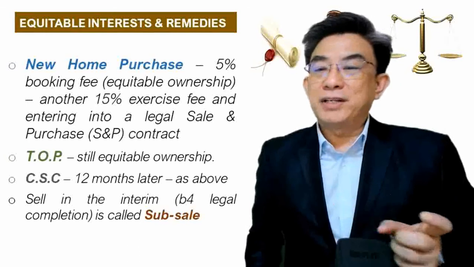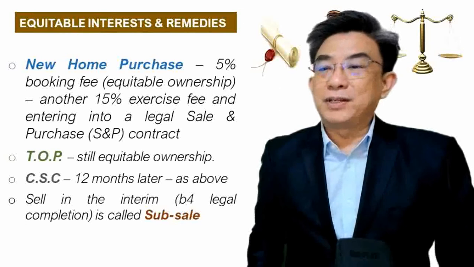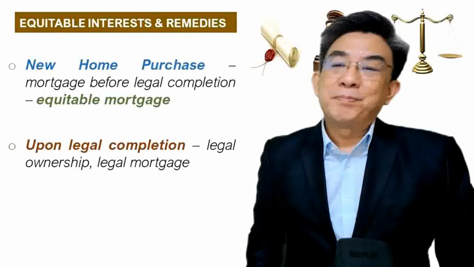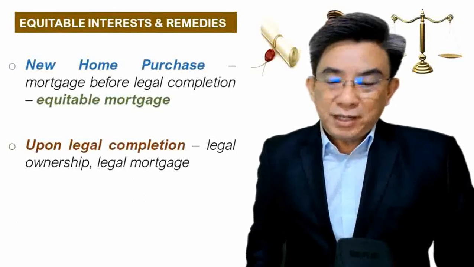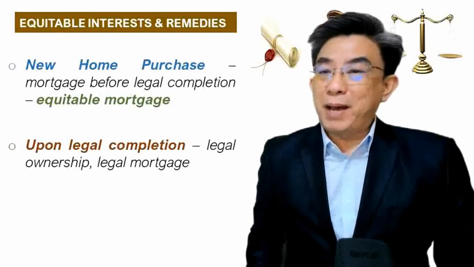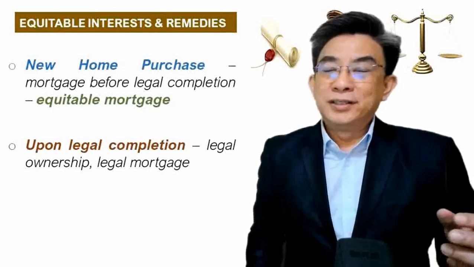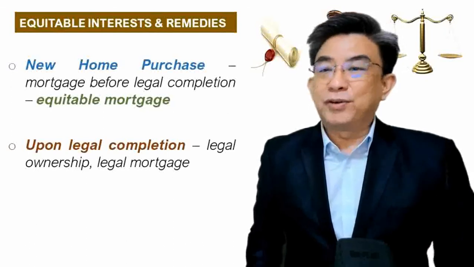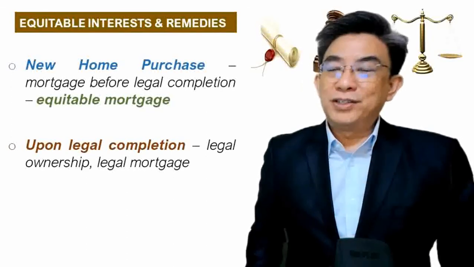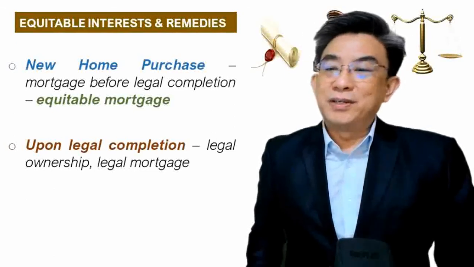So in the interim, that 3-4 years, if you sell the unit, it's considered a sub-sale. That means it's still an assignment of contract. You're not the legal owner yet. Now, on the day of legal completion for the new home, the mortgagee, the bank that lent you the money, from equitable mortgagee during the interim period of 3 to 4 years, will upgrade to legal mortgagee, meaning the bank's name will be inside your title. Now, of course, then you yourself will be the legal owner.